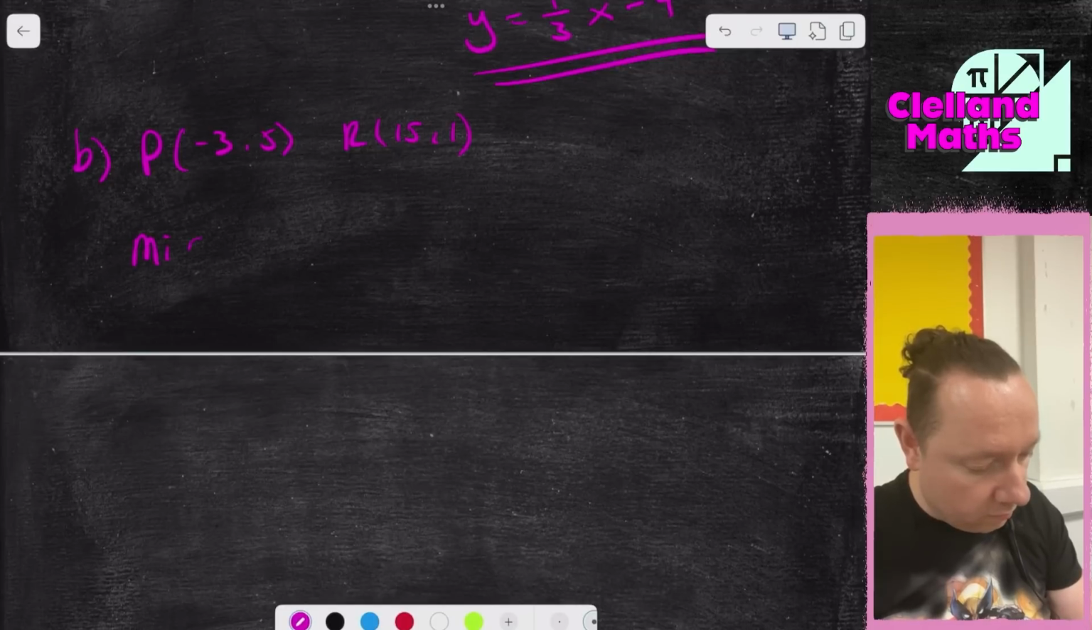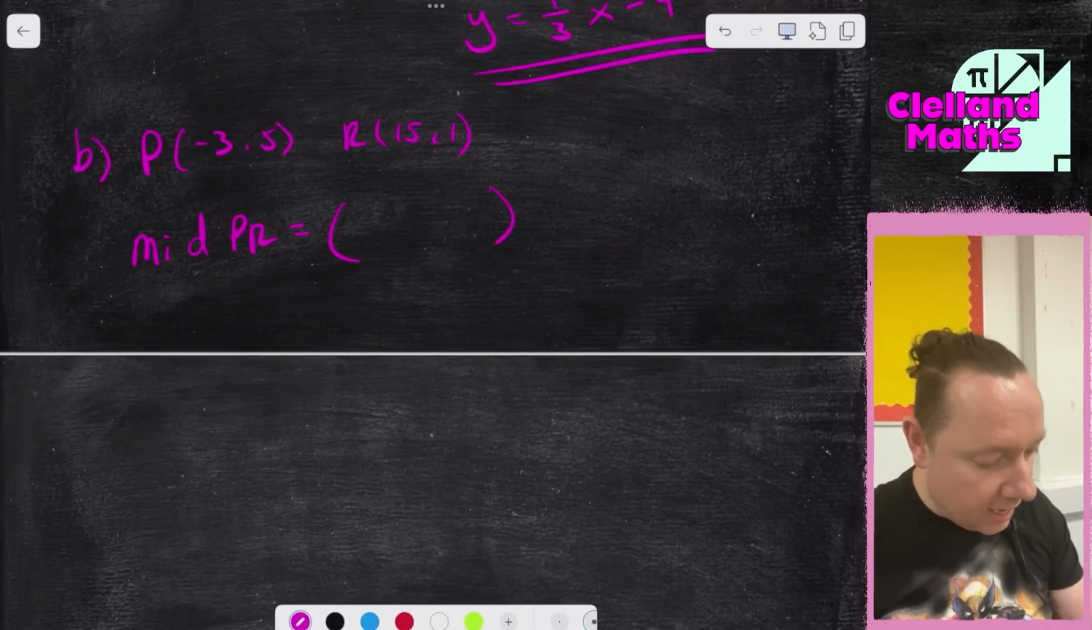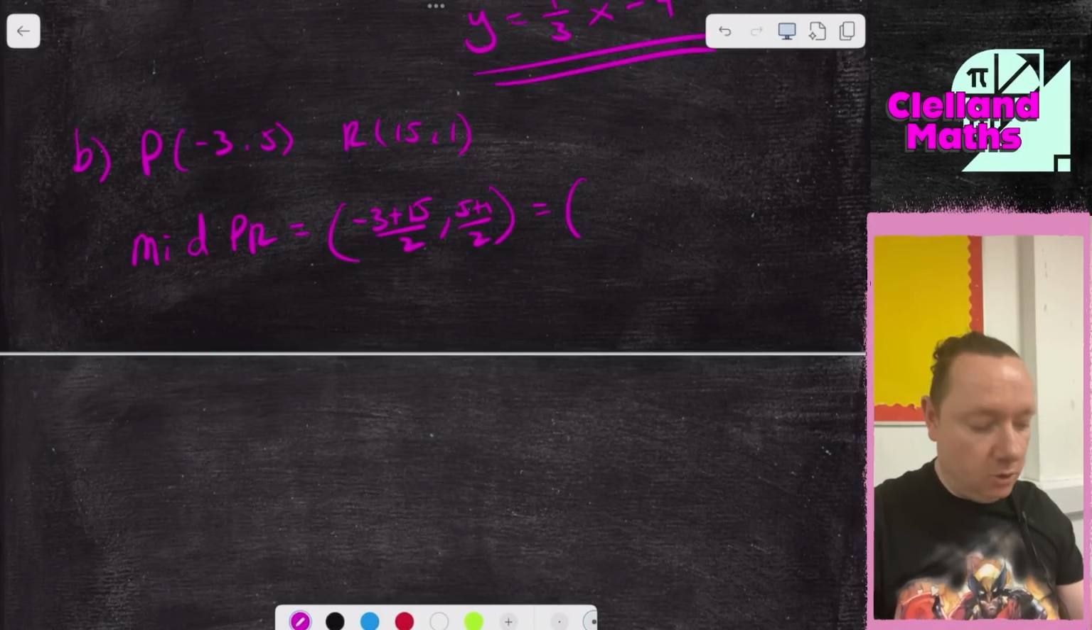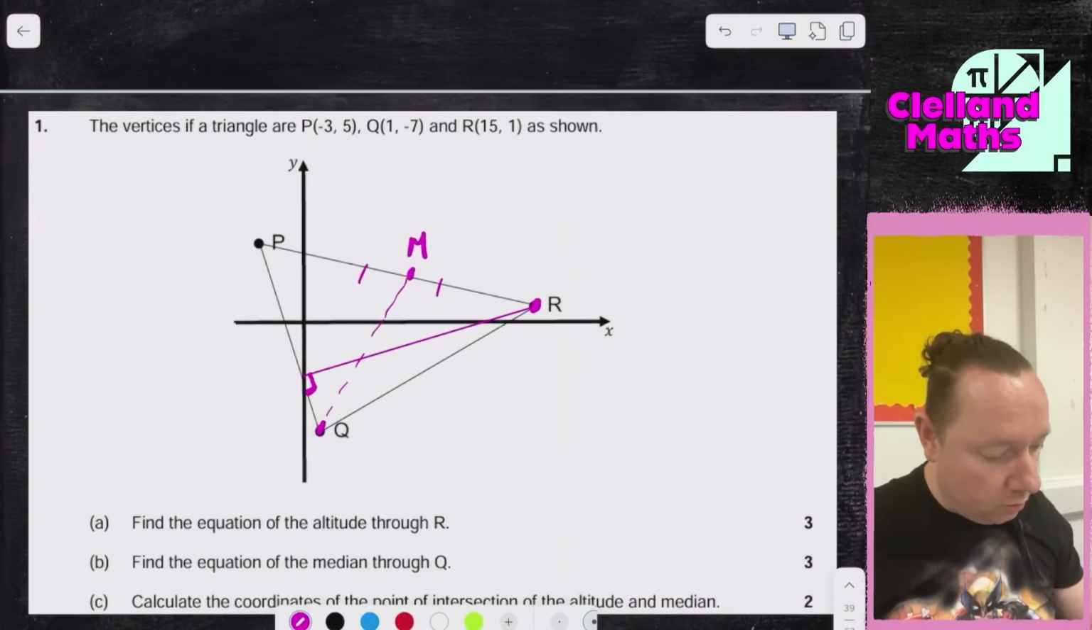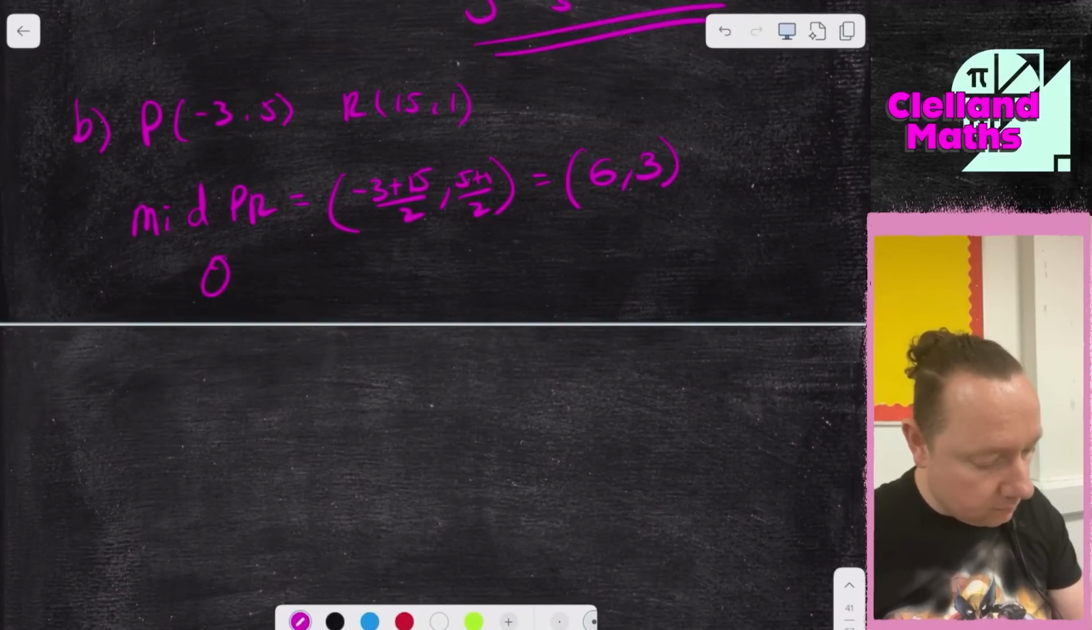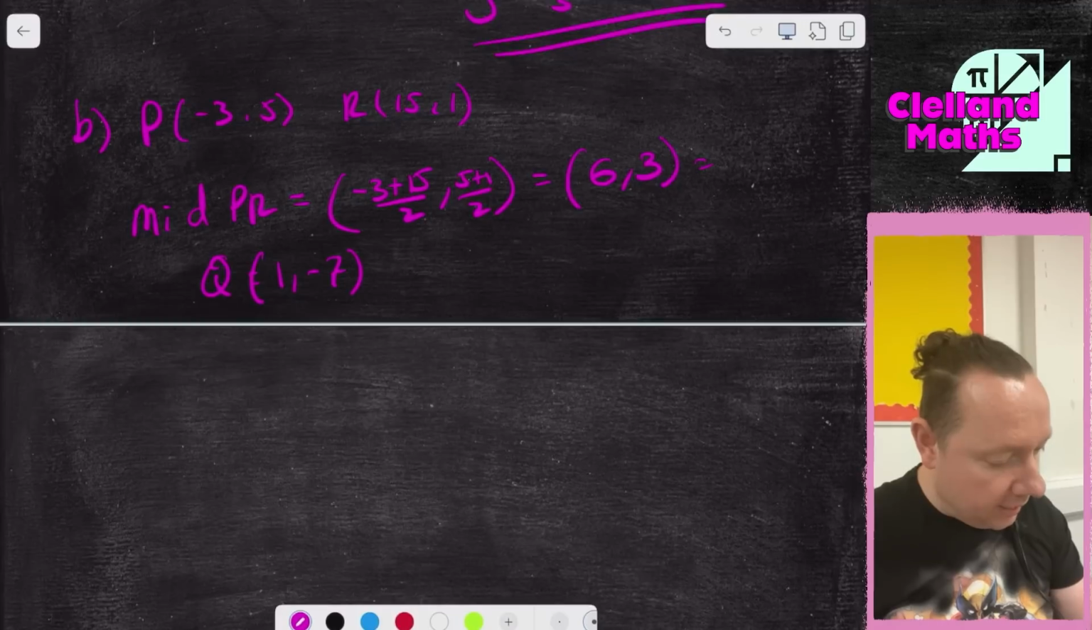So the midpoint of PR, well, I can just add the coordinates up and divide by 2. 15 minus 3 is 12, divided by 2 is 6. 5 and 1 is 6, divided by 2 is 3. So there's my midpoint. And then using the other point, which is Q, 1, minus 7, I'll just call this midpoint of PR, M. We want the gradient of M to Q. So minus 7 minus 3 over 1 minus 6, minus 10 over minus 5, which is 2.